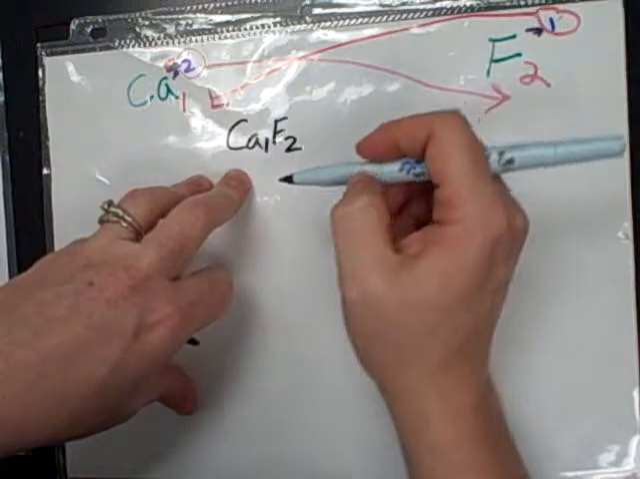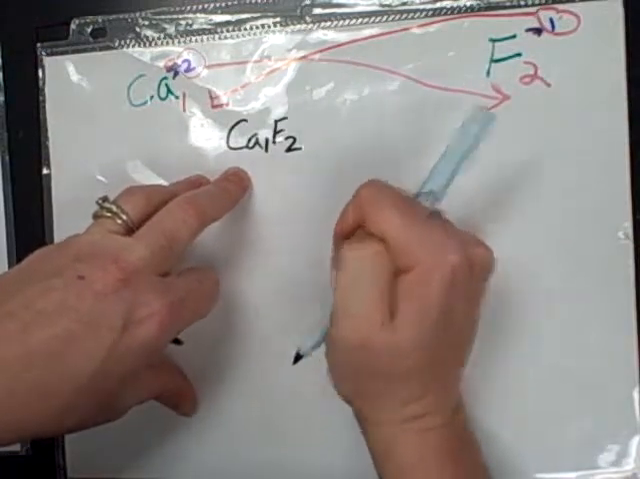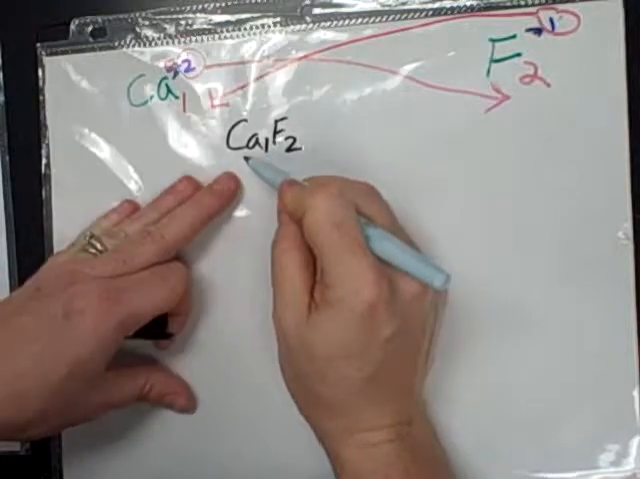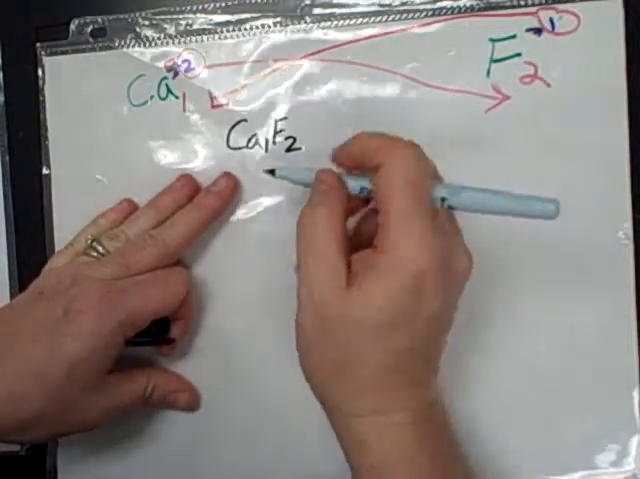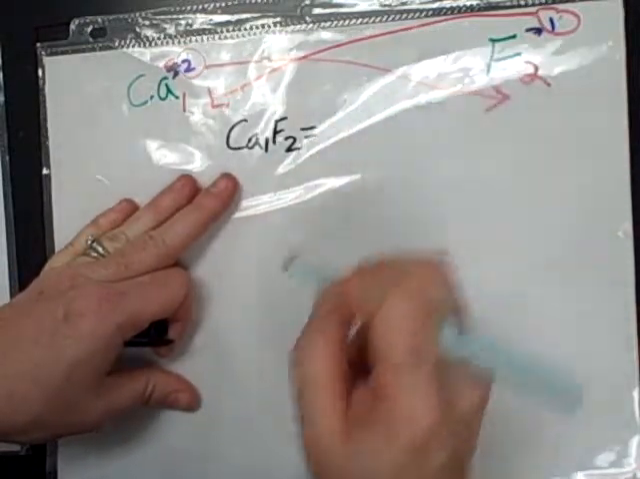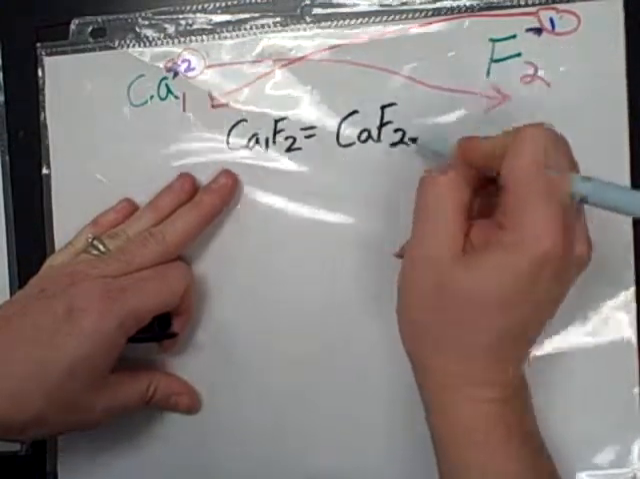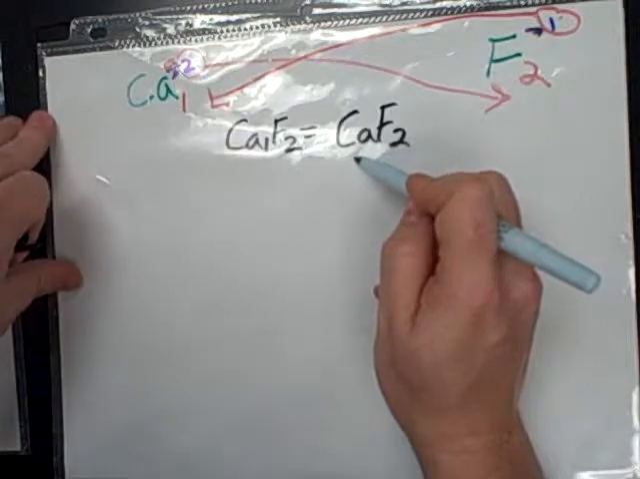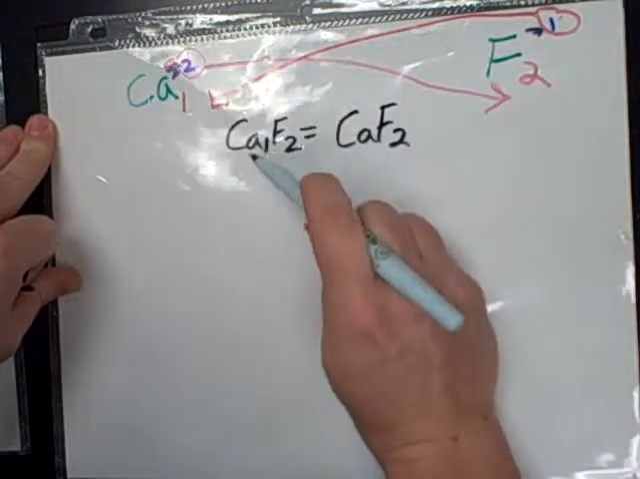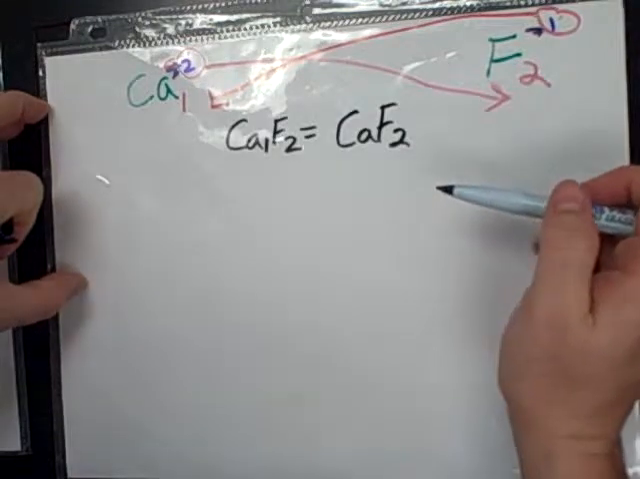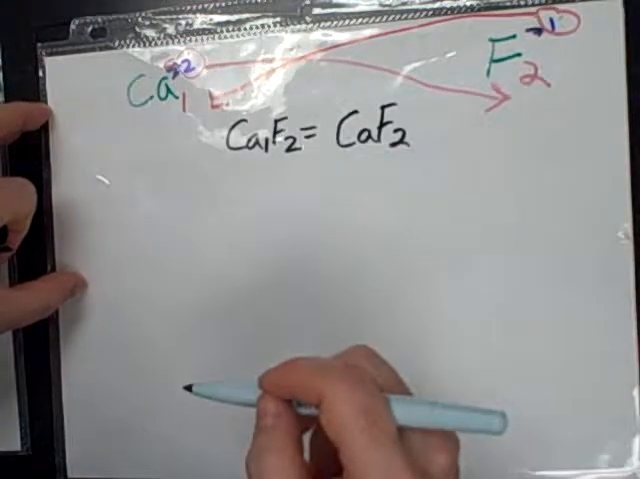Now we have to bring that down to lowest ratio. We can't reduce this any further because it's already a 1 and a 2. So the final formula is CaF2. Now when we're writing chemical formulas, we never write the ones. If there's only one of them, we just write the symbol without the one.